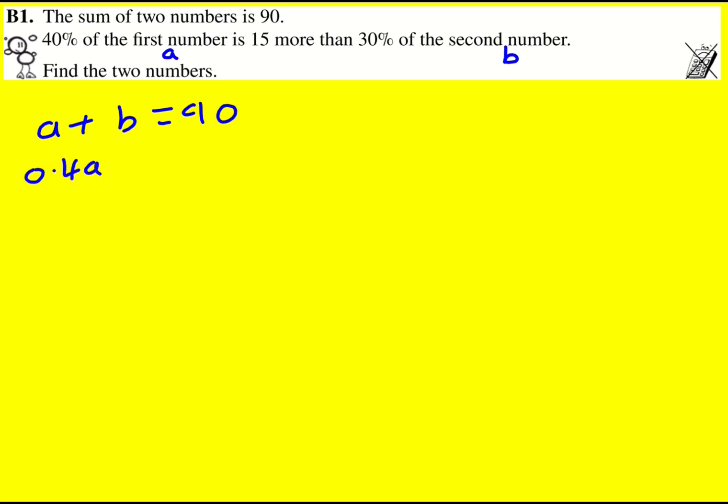I think it's best to get rid of the percentage and write it as a decimal. You could write it as 40 over 100, but 0.4A, that looks all right. And then that one is 15 more than 30% of the second number. So I'm going to take the second number and do 0.3 times it, so 0.3B, and then I'm going to add 15. And I've constructed a pair of simultaneous equations.